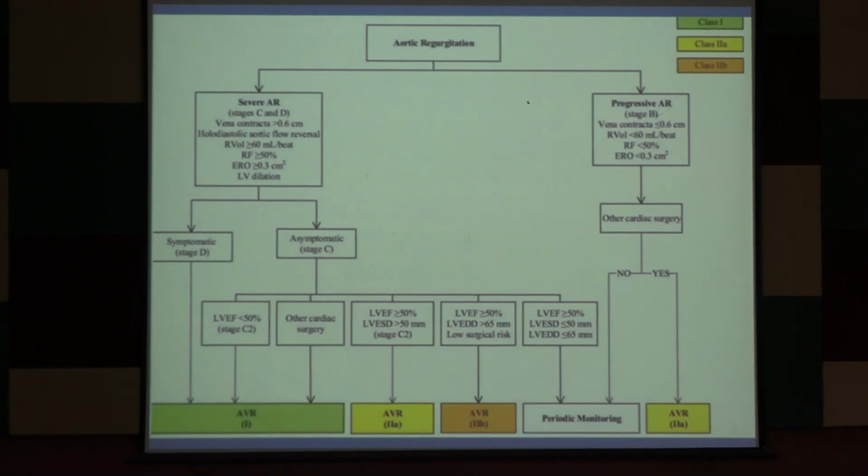Management is dependent on several factors. One, stage. Number two, symptoms. Number three, LV dysfunction. Number four, vena contracta. Number five, regurgitant volume. Number six, regurgitant fraction. Number seven, effective regurgitant orifice area. All these should be assembled to assess the need for valve surgery, especially aortic valve replacement.